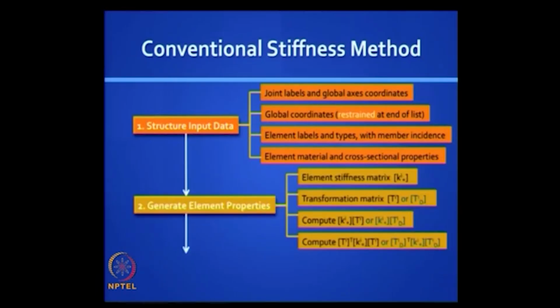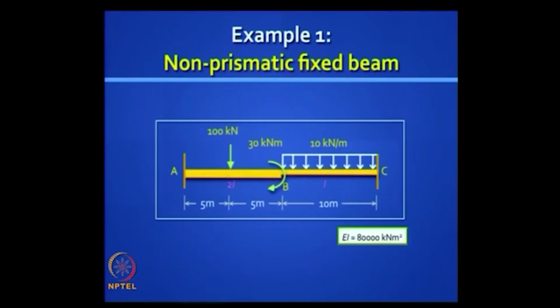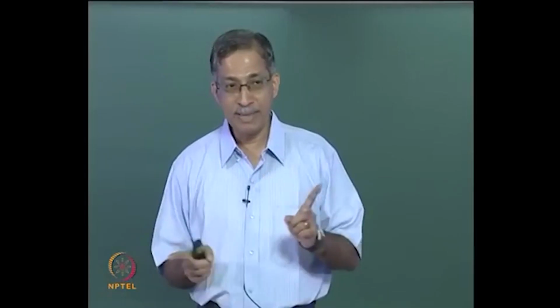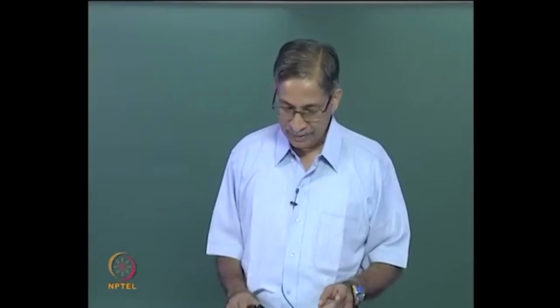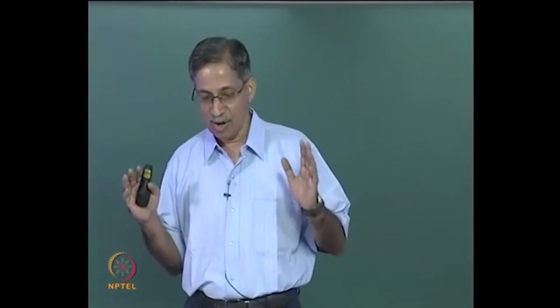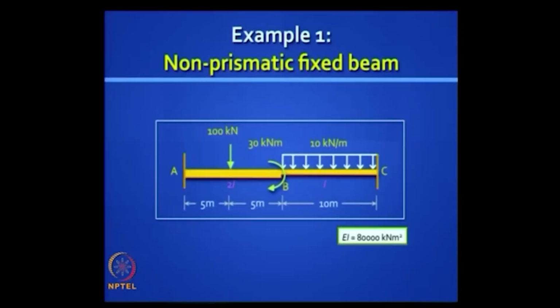So this is familiar terrain, we know the steps involved, let us just apply it. So we will do this together, one problem, and we will do it by both methods using TI and TD in one go. So let us do it together. This is a fixed non-prismatic beam, both ends are fixed against translation and rotation, and you do not know the fixed end moments for this problem because it is non-prismatic, it has got all kinds of loads including a concentrated moment in the middle. Okay.